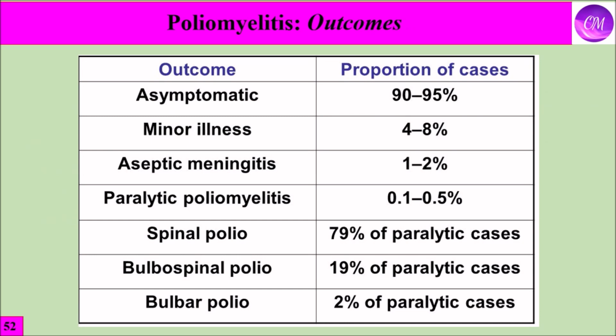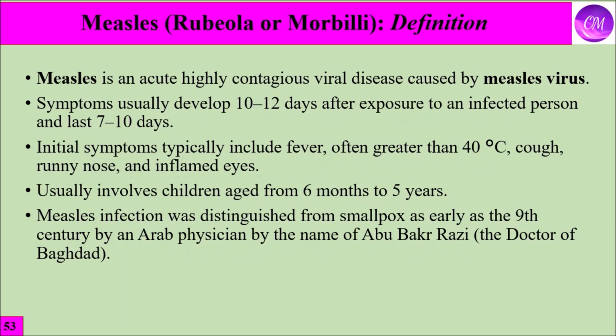And outcomes of poliomyelitis may be asymptomatic, 90-95%, minor illness, aseptic meningitis, and paralytic poliomyelitis, that we discussed, the spinal, bulbospinal, and bulbar polio cases, types.